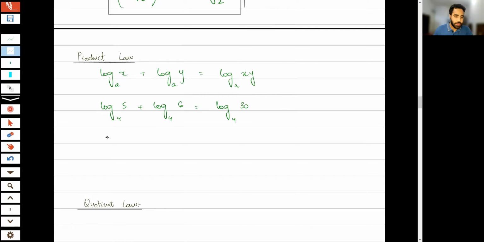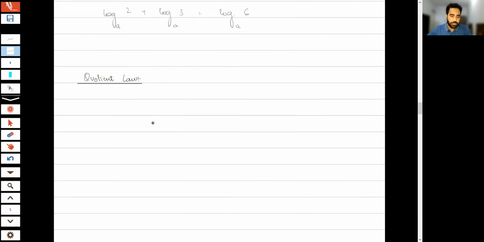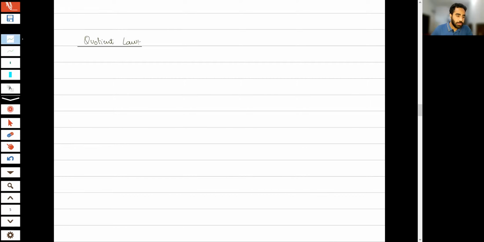Take another example. If I have log 2 base a plus log 3 base a, I can write that as log 6 base a. Now, quotient law. You must have understood what the quotient law says. Quotient law states if I have log x base a minus log y base a, I can write that as log x upon y base a. Okay, so log x upon y base a.